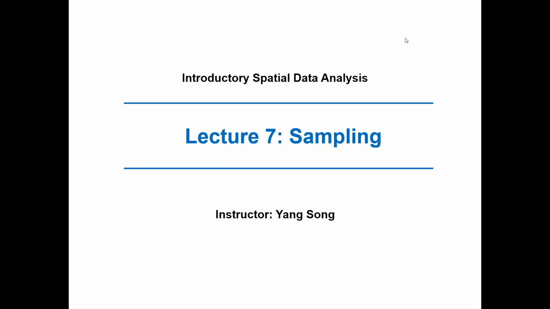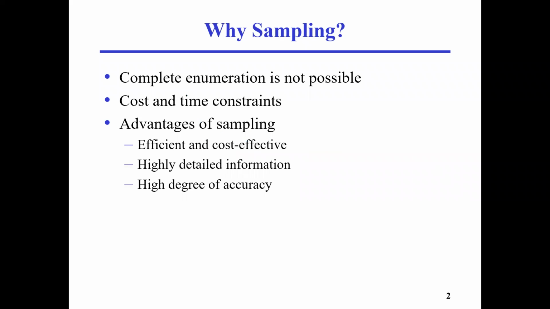Lecture 7 is about sampling, which means that in all studies, any kind of study, we always want to pick out a part of the total population to carry out our research. We don't survey the whole population, okay? Because complete enumeration is not possible and is actually not necessary when you have scientifically designed sampling methods.